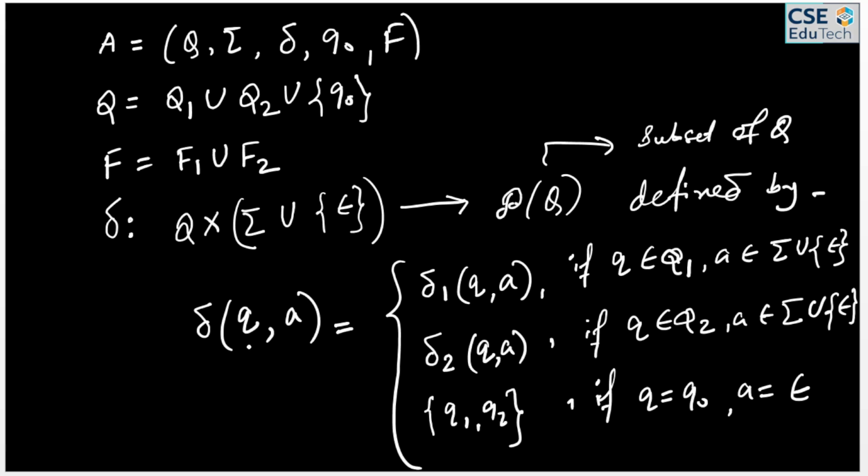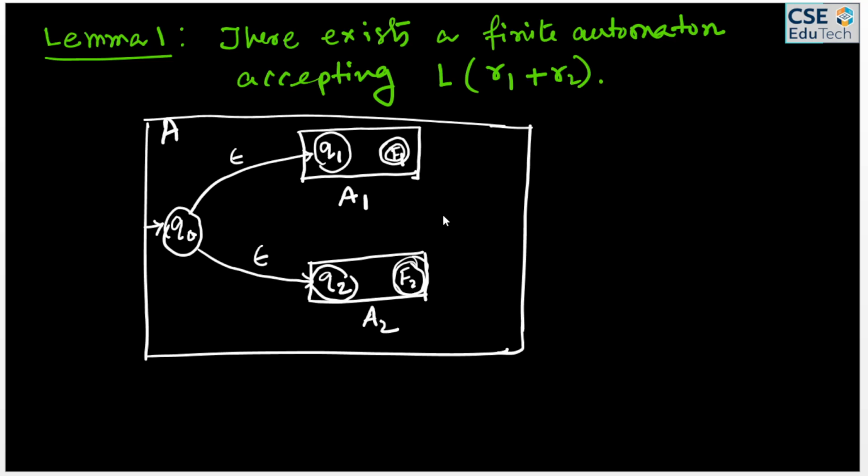So now we have defined this delta, and we have drawn the transition diagram. Transition diagram is basically this. Now, for x belonging to sigma star, we assume that any string x which belongs to sigma star is accepted by the new automaton A. That means this string will be accepted by this automaton A, so it belongs to the language accepted by this new automaton A.